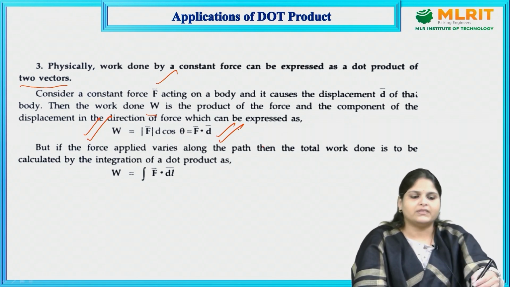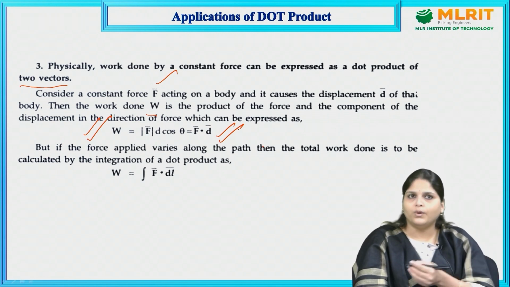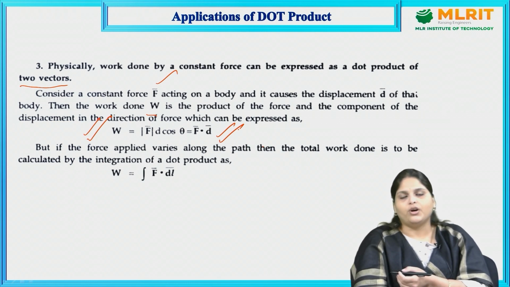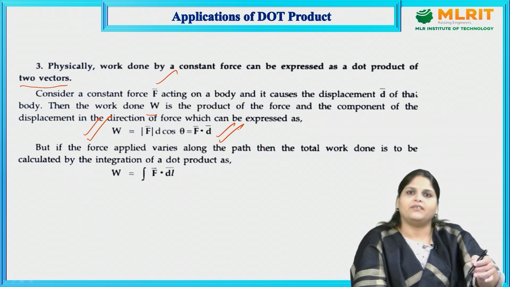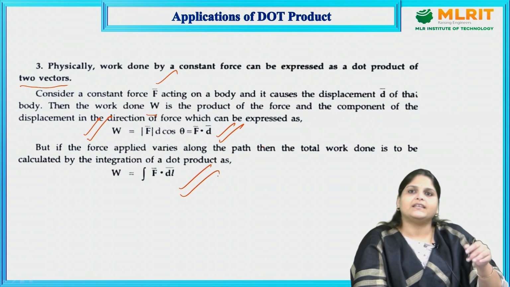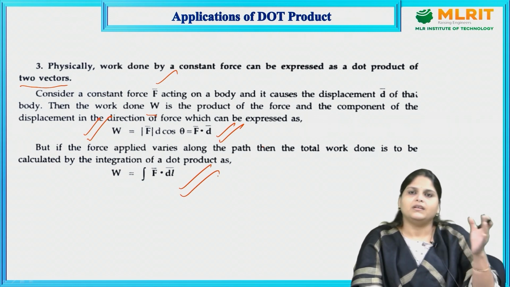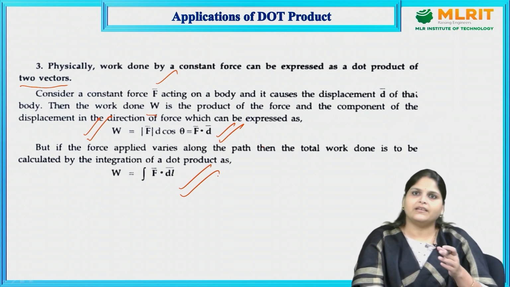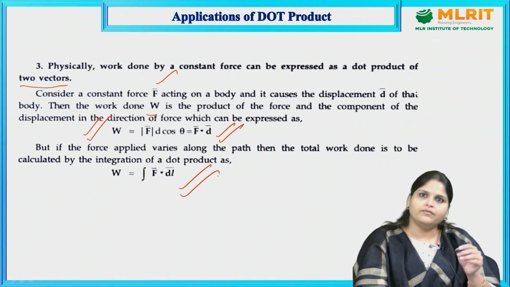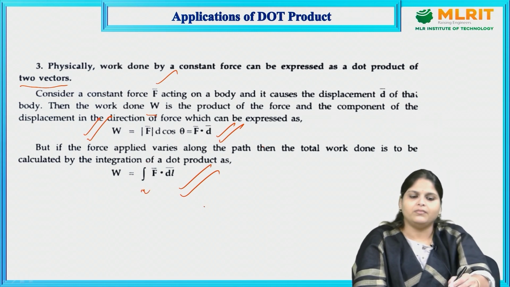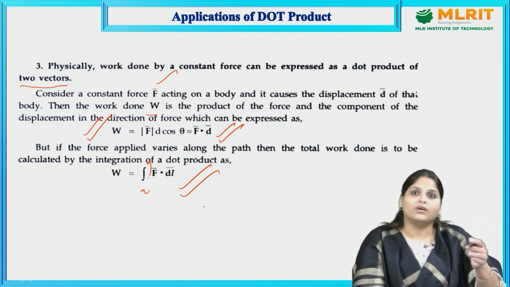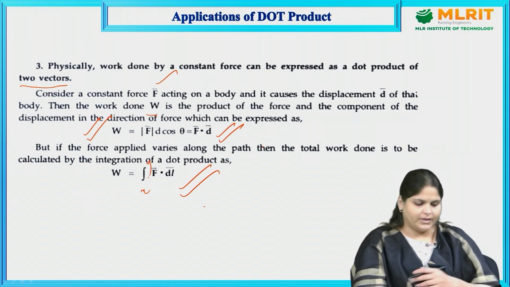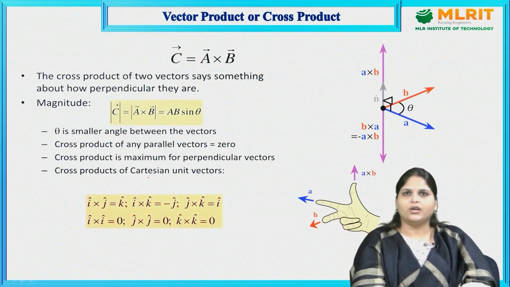Then also by using the same formula, we can find out the total work done, which is to be calculated by integration of the dot product. Means this W is equal to F dot D, it can be written as an integration. That means it will sum up the movement across all the paths. So by using this integration formula, we can write W is equal to the integration of F dot dl, and here you can put some limit. From here to here, the work is done, right? So this is the third application of dot product, right? So that was about dot product.